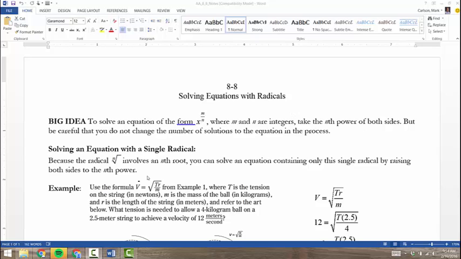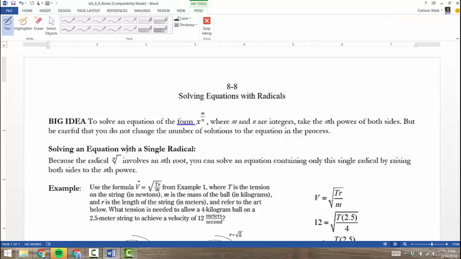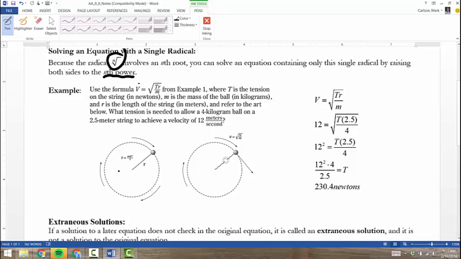All right, so solving an equation with a single radical. With radicals, we're going to take an nth root of a number. The opposite of taking the nth root is raising it to the nth power. So if we want to get rid of a root, all we're going to do is use a power to help us do that. All right, let's take a look at this example.